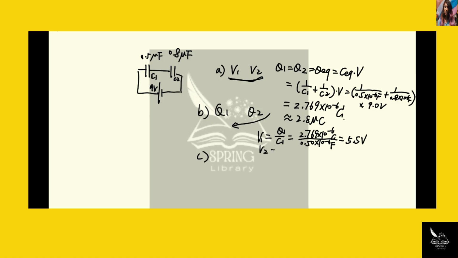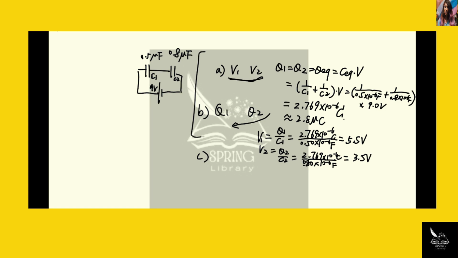And V2 equals Q2 over C2, which is 2.769 times 10 to the negative 6 coulomb over 0.8 times 10 to the negative 6 farad, which is 3.5 volt. So that is the first two parts, when these are in series.